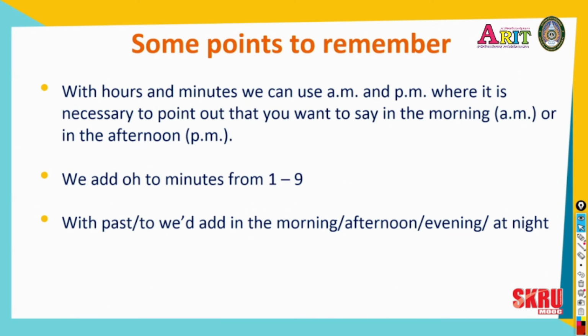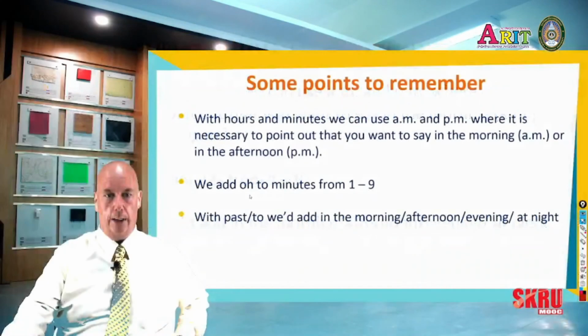But if I said I'm flying to England at 6 o'clock, it could be a morning or an evening flight. So I'm flying at 6 p.m. or 6 a.m. When we're using minutes from 1 to 9, we add the O. It's 6:01, 6:02, 6:03, and so on to 6:09, just because it's natural for English speakers to add the O.